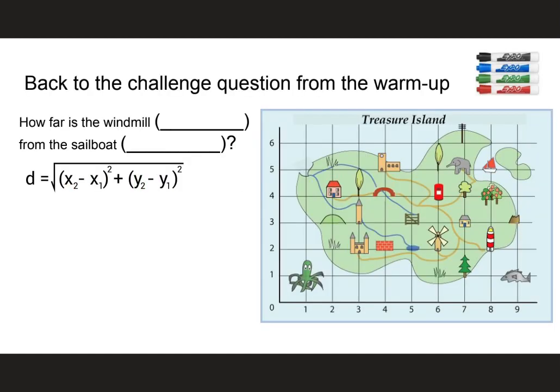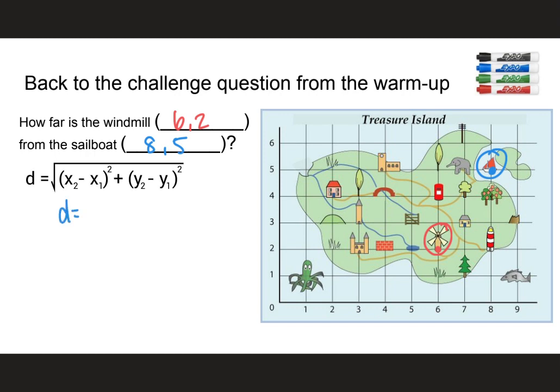All right, so here's another example. It says, how far is the windmill from the sailboat? This is from the warm-up challenge problem. So the windmill, as we can see, is right here, and the coordinates of that point are 6, 2. And then the sailboat is right here, and the coordinates of that point are 8, 5. So now we can use the distance formula to find the distance.